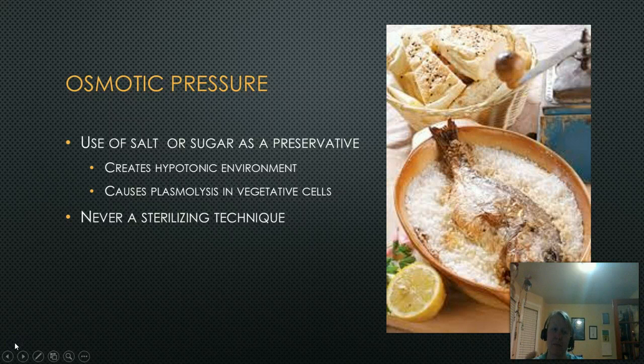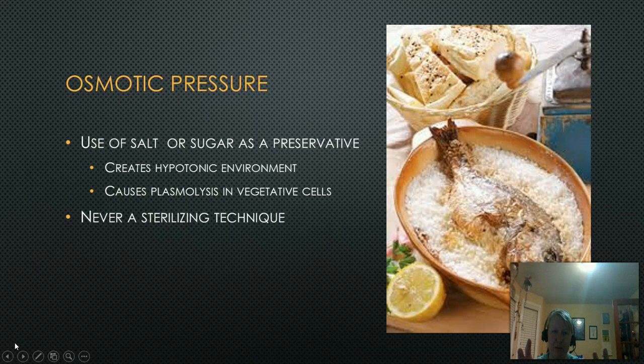Our last physical control is osmotic pressure. And we've talked about this time and time again, that even before we knew what microbes were, we were preserving foods with salt and sugar. We didn't know why it was so effective, but it was an easy way to keep things somewhat fresh. And so this creates a hypertonic environment, causing plasmolysis in the vegetative cells. So the water will leave the cell, causing it to shrivel up within the cell wall and die. It's never a sterilizing technique, but it is an effective technique to keep microbial growth at bay.